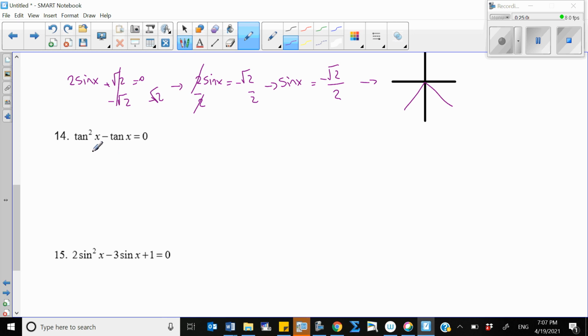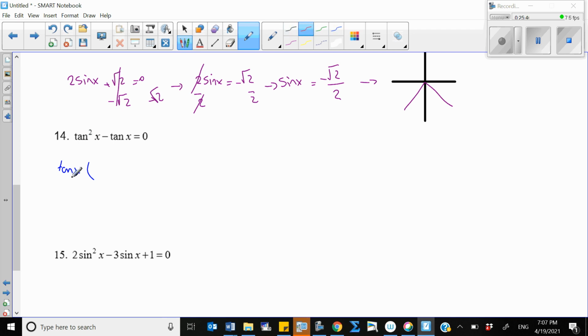For the next question, we have tangent squared of x minus tangent of x. We need to have only one tangent on one side. Here we have tangent squared x and tangent x. What comes to my mind at first is finding the factors, like factoring this equation. So I'm going to factor tangent x because tangent squared x and tangent x both have tangent in common between them. So I factor tangent x from tangent squared.